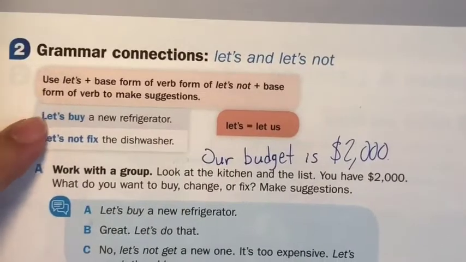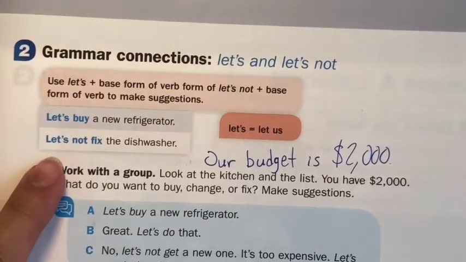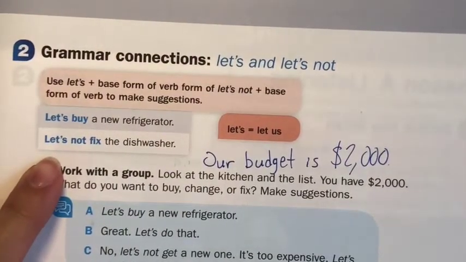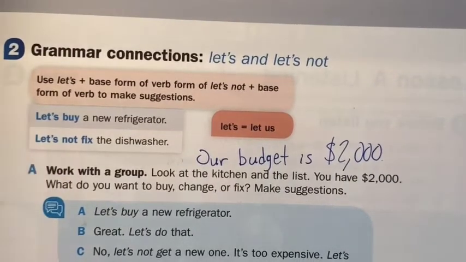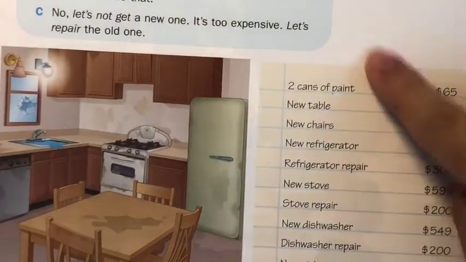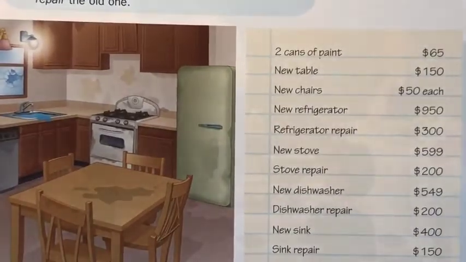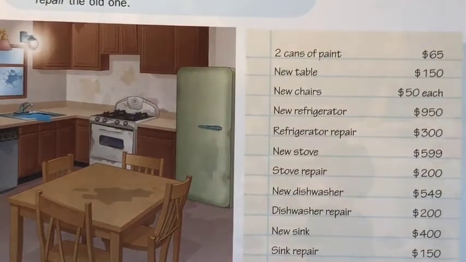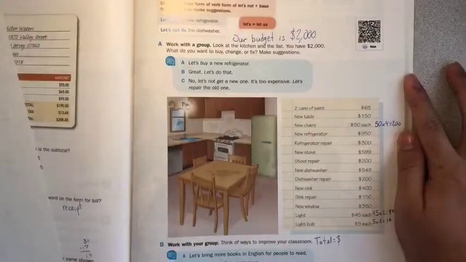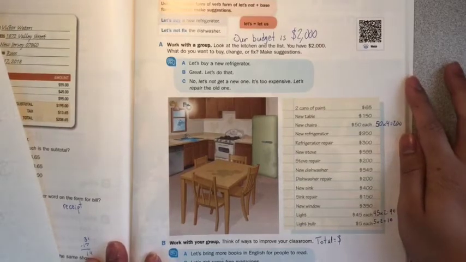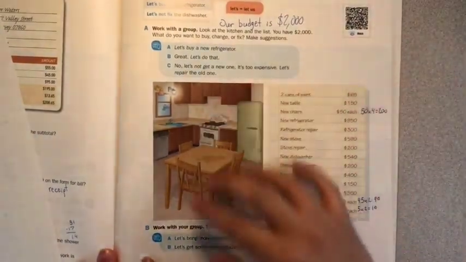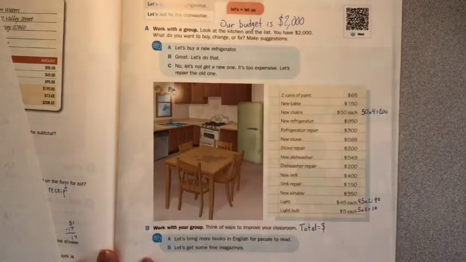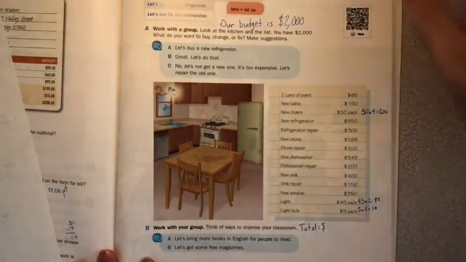So now we're going to use let's and let's not to decide, do we want new appliances, or do we want to repair, or do we want to keep? So this is the list of things we want. I'm going to very quickly count all of the money here. Okay, so your homework is going to be this page. I want you to make a list of recommendations for repairing the kitchen.